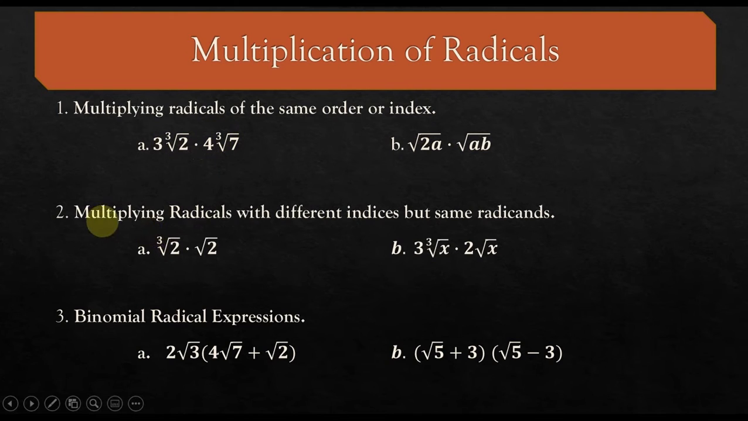For number 2, we're going to multiply radicals with different indices, but same radicand. So this is the opposite of the first case. They have the same radicand, but look at the index. They have different indices. Last is binomial radical expressions, where we're going to use distributive property to solve for the radicals. Or you can also use the FOIL method here. So let's start.